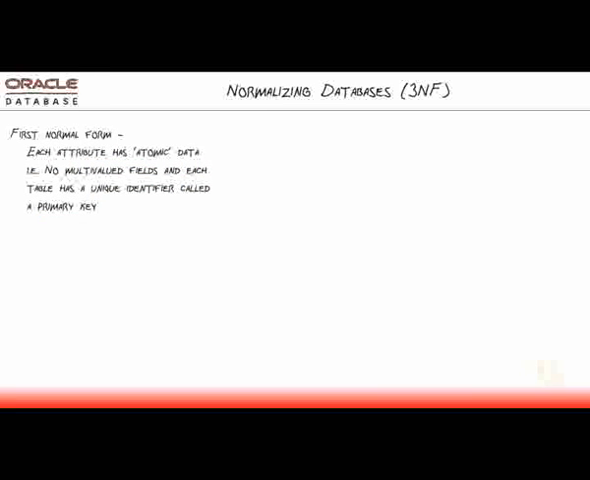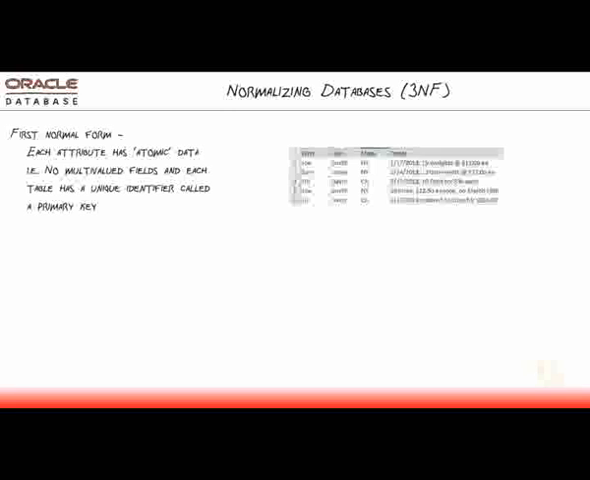So first normal form: each attribute has atomic data in it, i.e. you don't have any multi-valued fields. Take a look at this example table right here. Everything looks good until you get to the orders column. Now look at that. It's got dates, it's got order quantity, it's got order item in it. It's got all this different data inside of one column, inside of one field. This is bad. This violates the first normal form.